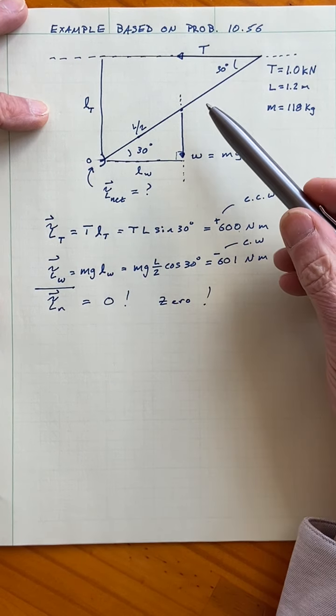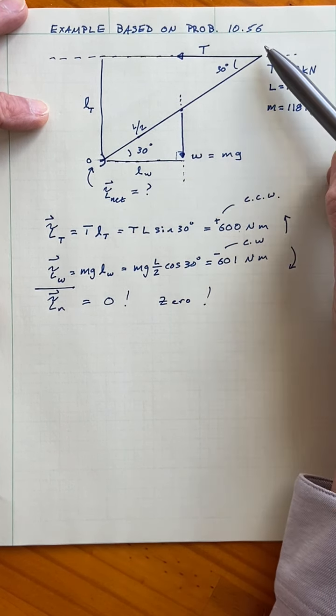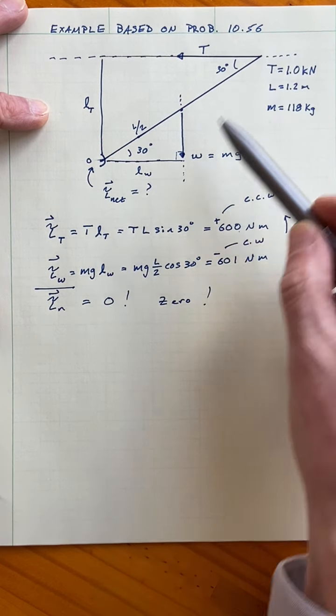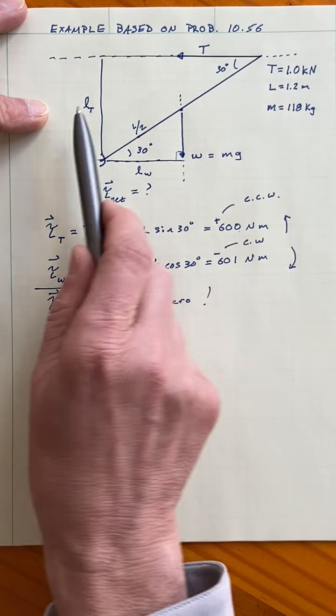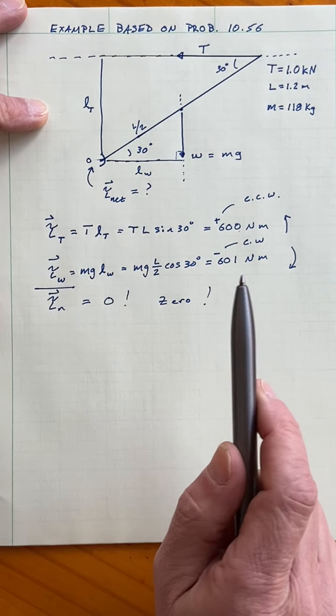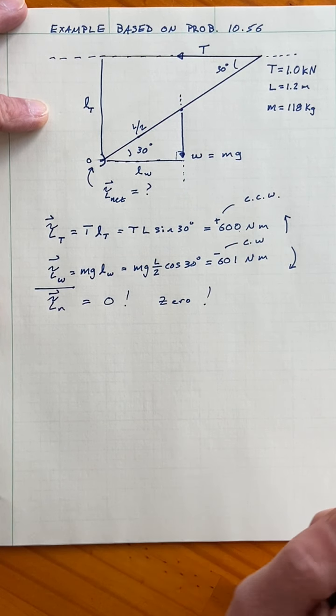So this process of drawing forces on objects and then using the line of action to calculate the moment arm for each of the forces is the most reliable way to calculate torques.